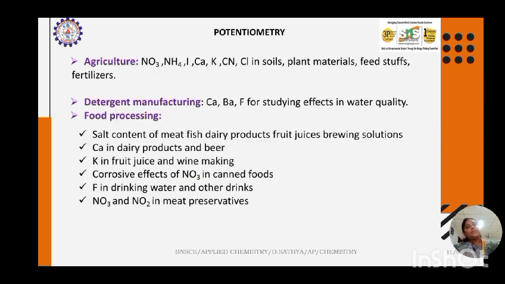In the agriculture field, NO3, NH4, iodine, calcium, potassium, cyanide and chlorine are measured in soils, plant material, feedstuffs and fertilizers. In detergent manufacturing, calcium, barium and fluorine are measured for studying the effect on water quality. In food processing, the salt content of meat, fish, dairy products, fruit juices and brewing solutions, calcium in dairy products and beer, and potassium in fruit juice and wine making, the corrosive effects of NO3 in canned foods, fluorine in drinking water and other drinks, and NO3 and NO2 in meat preservatives.